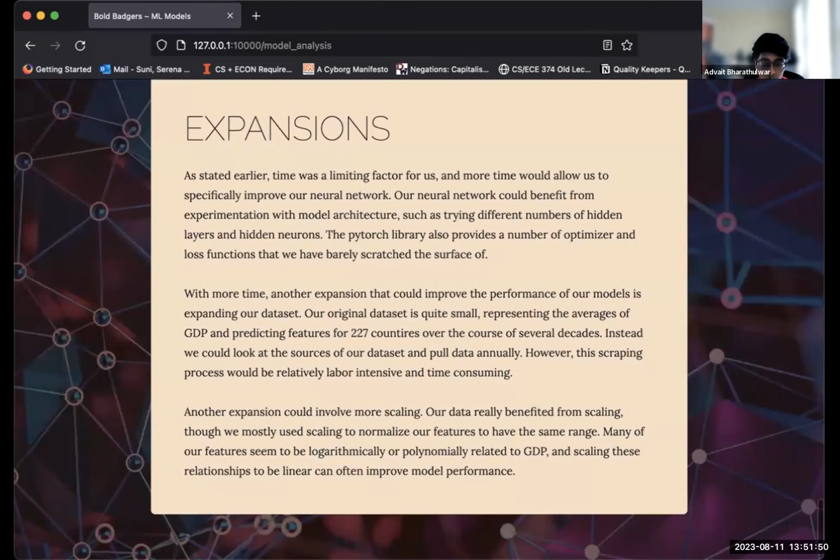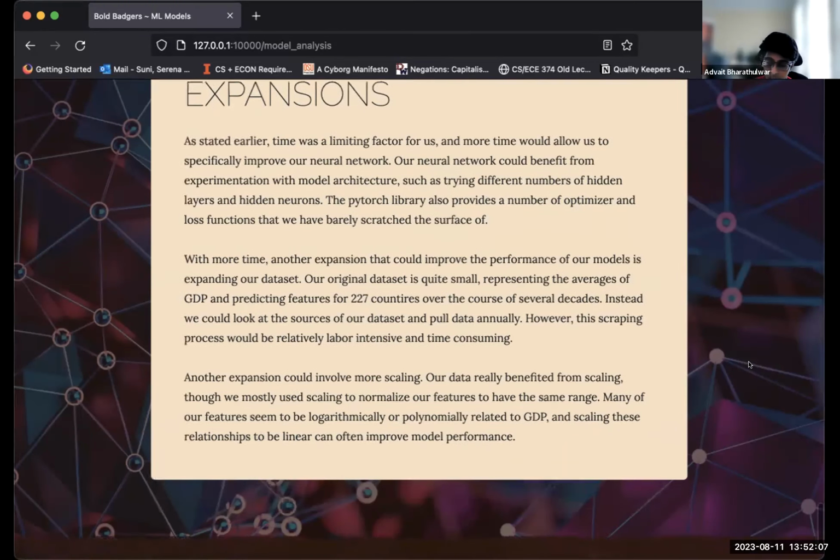Another expansion could involve more scaling. Our data really benefited from scaling, though we mostly use scaling to normalize our features to have the same range. Many of our features seem to be logarithmically or polynomially related to GDP, and scaling these relationships to be linear can often improve model performance.